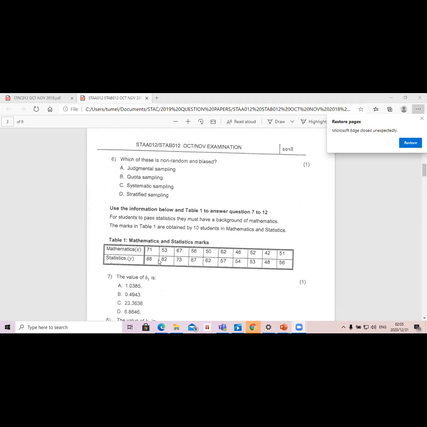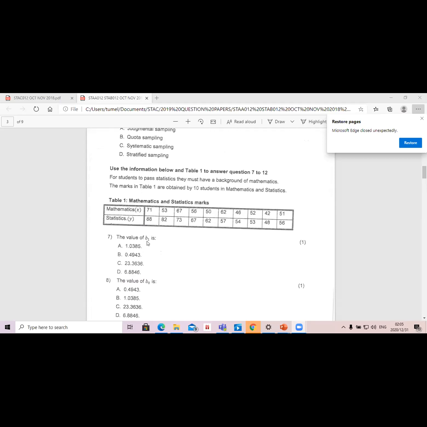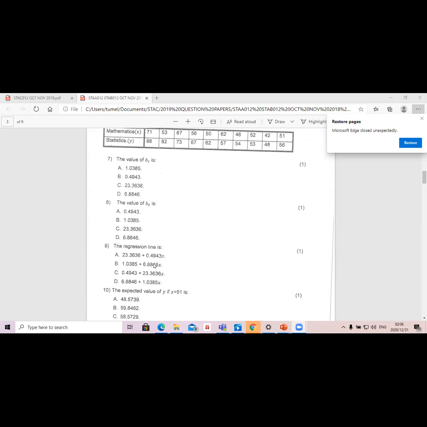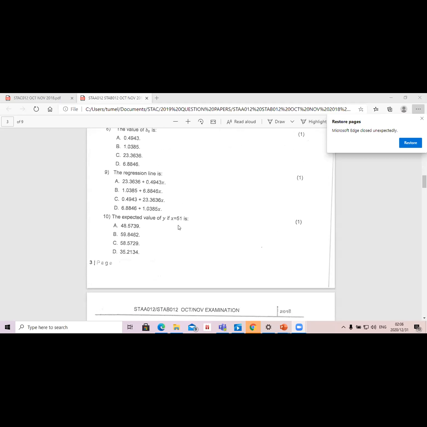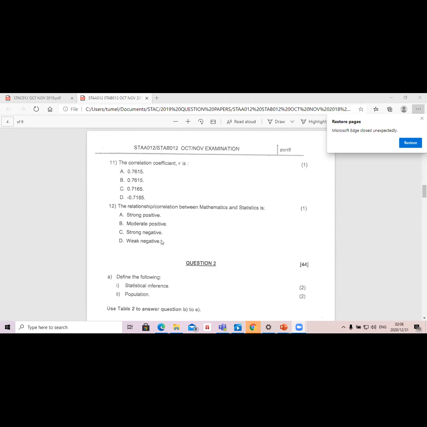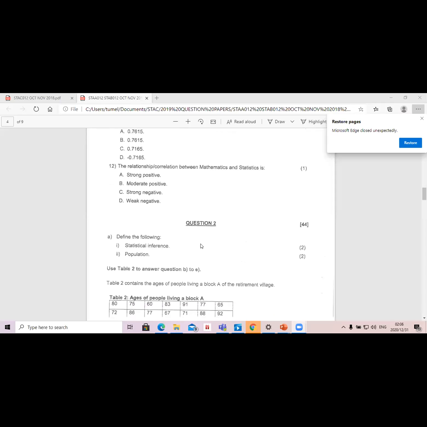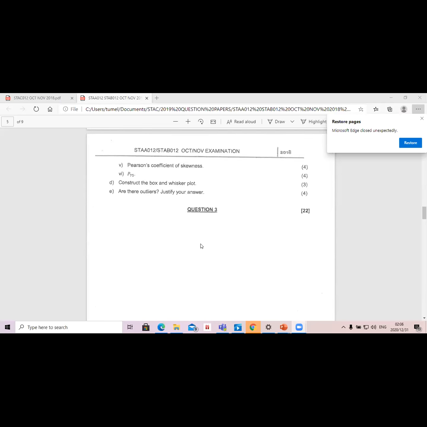You see, you are lucky because here they told you that this is the value of x, this is the value of y. So you just calculate. So you calculate B1. If you don't know the formula for calculating B1, you will not get this answer correct. And then the value of B0, you also know. Regression line, you also know. You see, we did this. The expected value of y, we did this. Correlation coefficient, the relationship or correlation between mathematics and statistics, you will get this. So these are the things we were doing in this session. You see, you have all the marks.